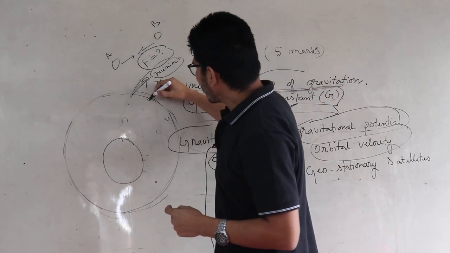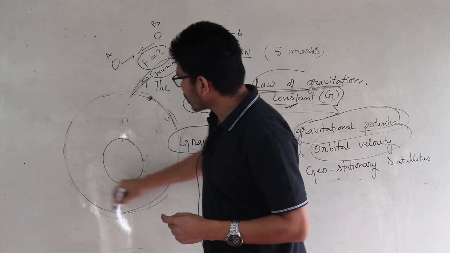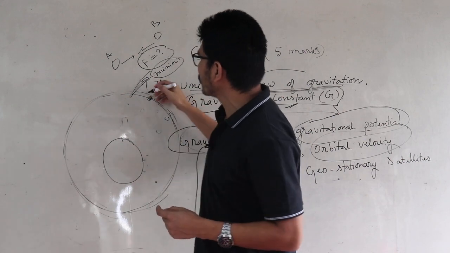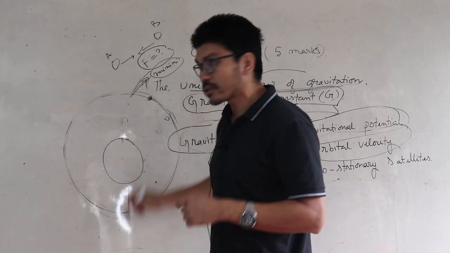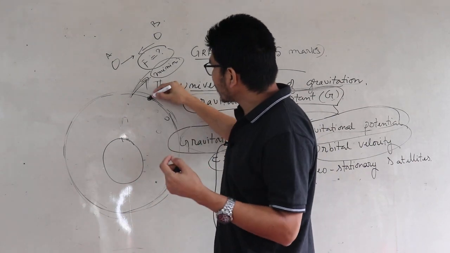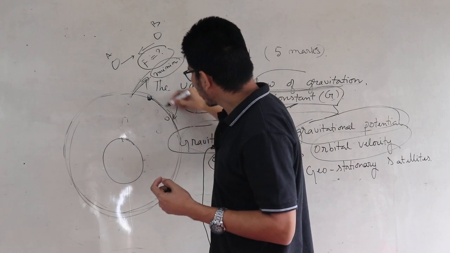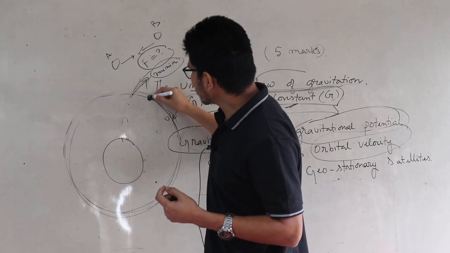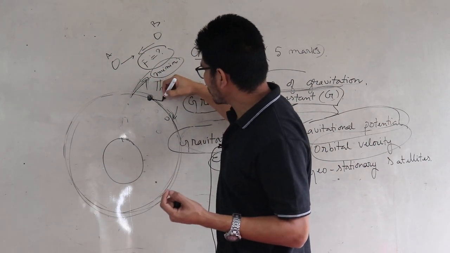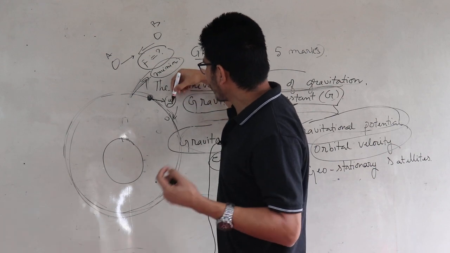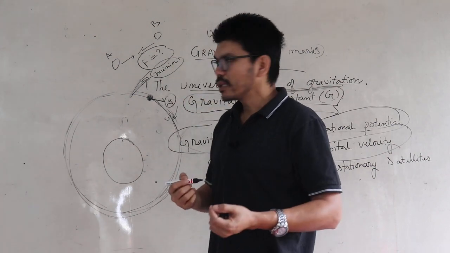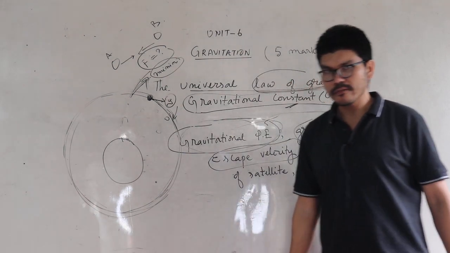You know that if the body is supposed to go around the Earth continuously, not going away and not coming closer to the Earth, if this body is supposed to go around Earth in a fixed orbit, in a fixed path, this body must possess a velocity. That velocity required by the body is what we call the orbital velocity.